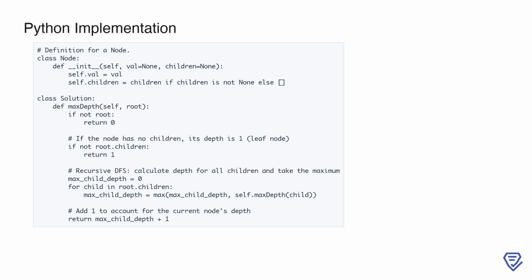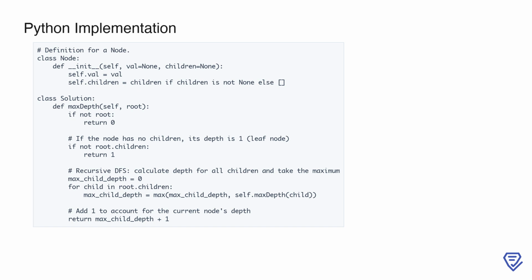Next, we implement the maxDepth function in the solution class. The maxDepth function takes the root of the tree as input and returns the maximum depth of the tree. 1. Base case: if the root is none, the tree is empty, so we return 0, as there is no depth to calculate. 2. Leaf node case: if the current node has no children, it's a leaf node, and its depth is 1. This is because the depth of any leaf node is simply the root to leaf path, which is 1.